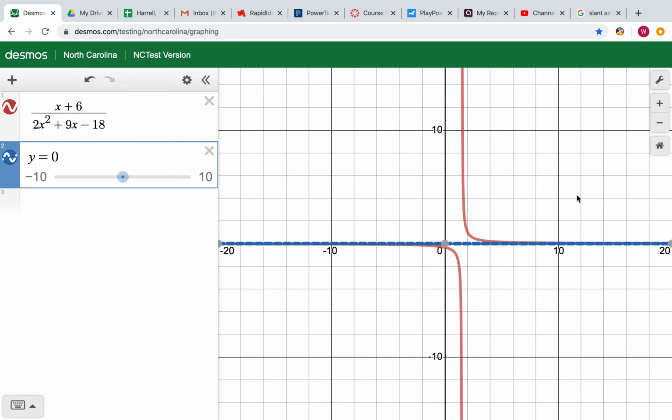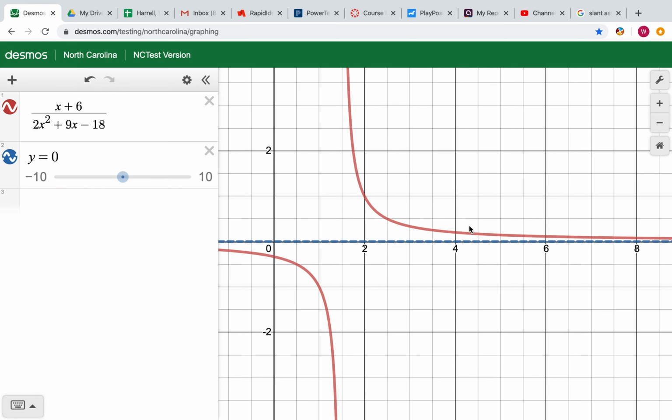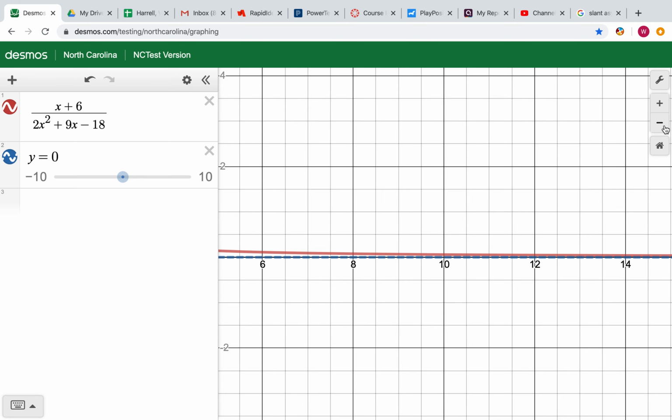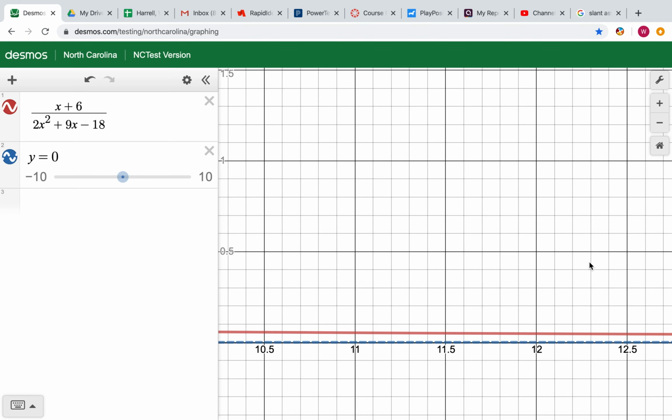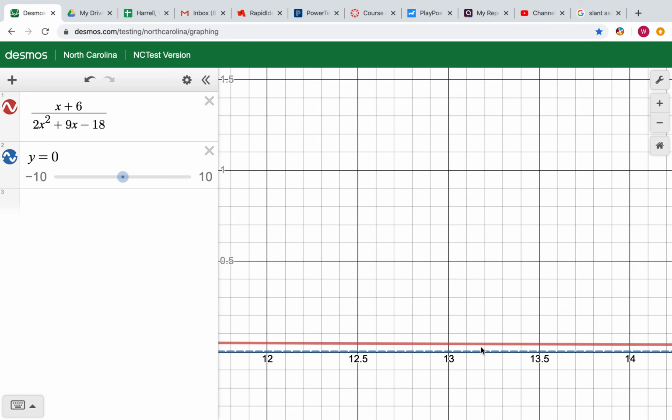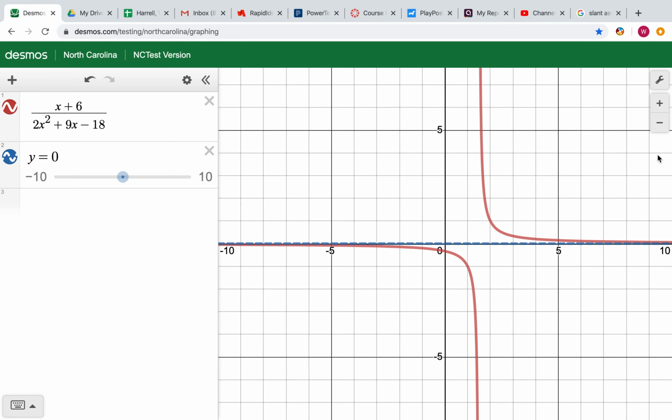And again, if I zoom out, or if I zoom in and I move, you see how it gets extremely, extremely close. The horizontal dashed line gets extremely close, but it never touches. Again, same concept as vertical asymptote, except it runs side to side, hence the name horizontal. Alright, now I said there was a hole at negative 6.